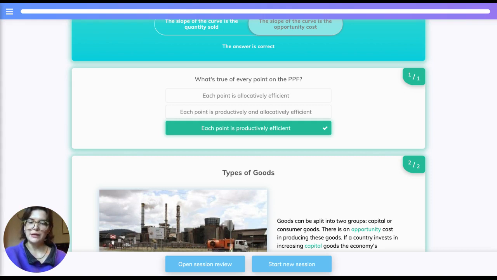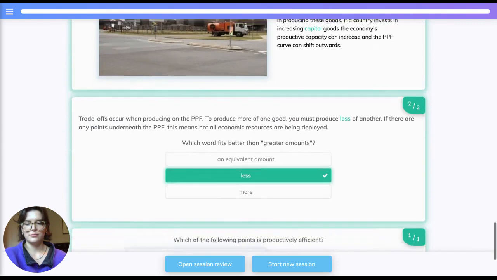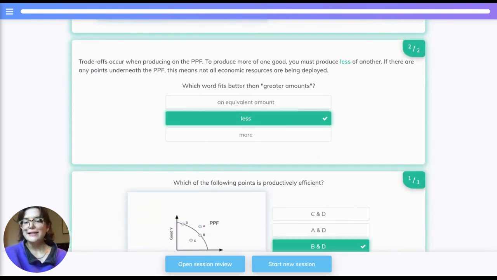To reiterate what we know about efficiency in the PPF curve, every point on the PPF curve is productively efficient, but this is not the case for allocative efficiency. And due to the very nature of the PPF curve representing opportunity cost, we know that there are going to be some trade-offs. If we produce more of one good, we must produce less of another. However, if there are any points beneath the curve, it means that not all economic resources are being deployed.